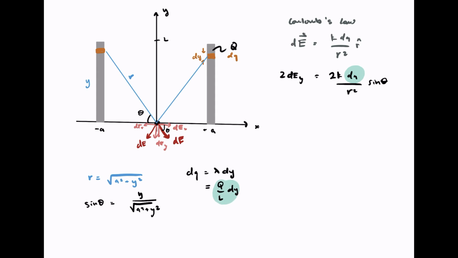Which is neat because that means we can plug that in. So now we're going to plug in all of this. What we have is 2k, and then we have dq, well, we know that's Q over L dy. What's r squared? a squared plus y squared, which is really the square root of a squared plus y squared, squared, but let's skip that step. You guys are math people. And then this sine theta is y over the square root of a squared plus y squared.